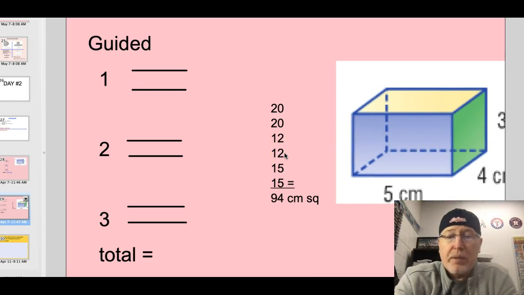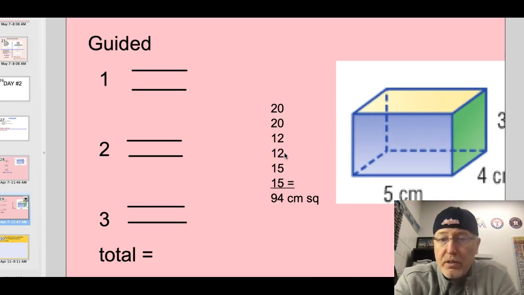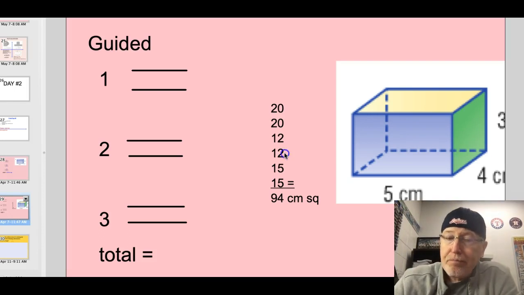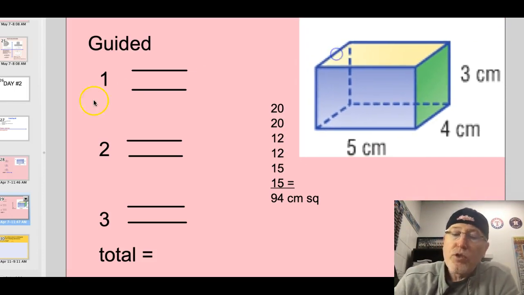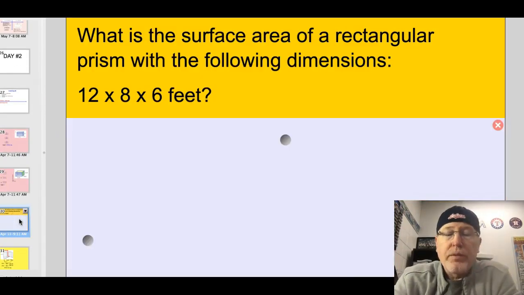Here's another very acceptable, even more abbreviated form of showing your work. My 2 20s, 2 12s, 2 15s, 94 centimeters squared. Get what I'm saying? I don't think my expectation for work steps is too much on this. If you want to do this, you can. All right, let's have you try one.